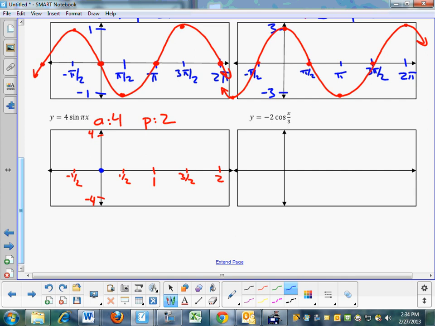Where am I at 1/2? 1. 3/2. 2 to 0. Can back up from there. Draw my sketch.